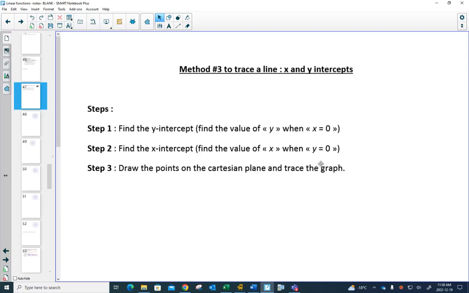All right, today's lesson is method number 3 for graphing a line, which you have learned already. It is basically the same as method number 1, except now you're looking for specific points.